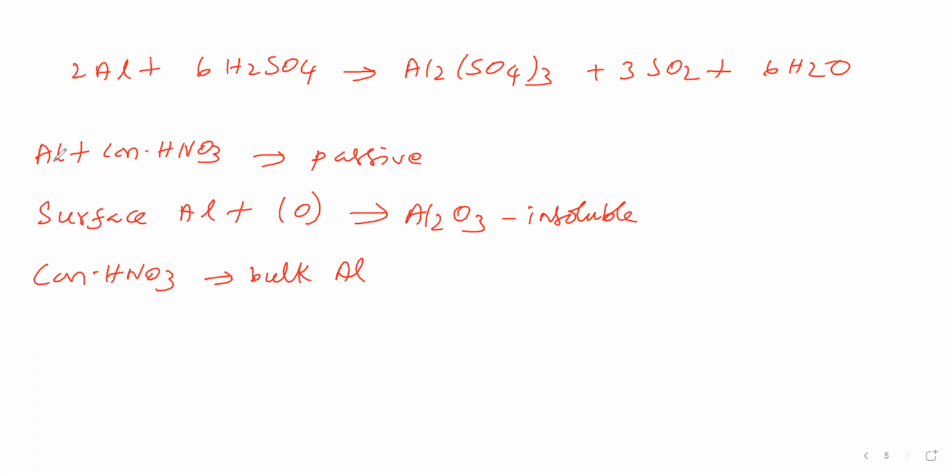That means in an aluminum vessel, we can store concentrated nitric acid. In the aluminum vessel, if we store concentrated nitric acid, the surface aluminum atoms alone become Al2O3. That becomes an insoluble layer, that is a protective layer. Therefore, bulk aluminum atoms will not be affected by concentrated nitric acid.